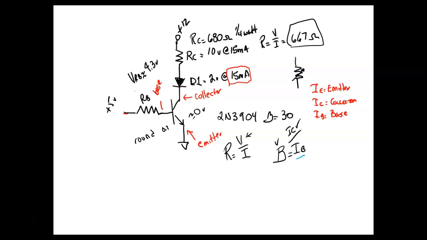So I know IC, I know beta. We didn't look it up, but since we used that on Tuesday, we're going to use minimum beta here for the 3904. And then we're going to transpose this to solve for IB. So IB is going to be equal to IC divided by beta. This equation makes sense because beta is going to be big, IB is going to be small, and I know base current has got to be a lot smaller than collector current.